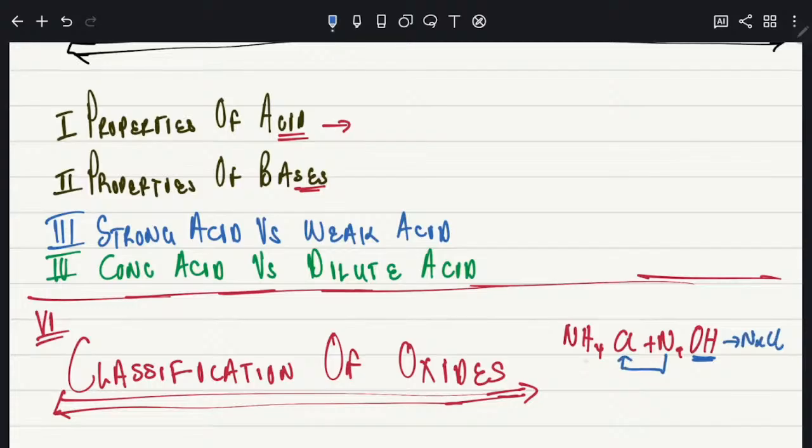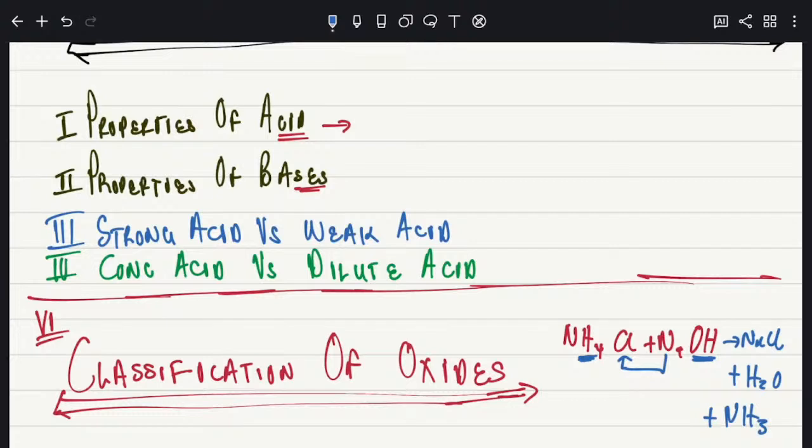Then what do you now have? One hydrogen will actually be given to OH, and it becomes H2O. Then what happens? This NH4 has given away one hydrogen. It remains as ammonia, NH3. This is what happens. You must know this. Okay? Are we together?